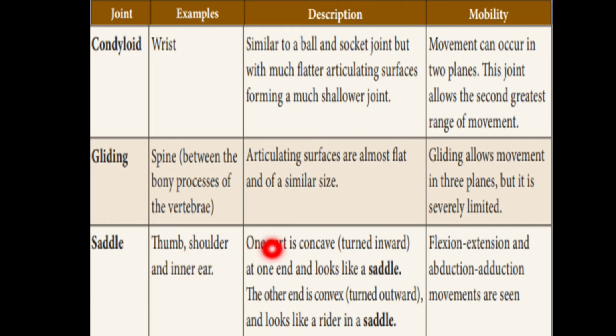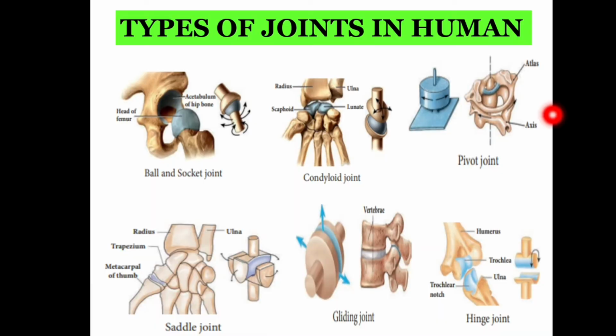One part is concave, turned inward at one end, and looks like a saddle. The other end is convex, turned outward, and it looks like a rider in the saddle. Flexion, extension, and abduction, adduction movements are seen. So you can see here the types of joints in humans.